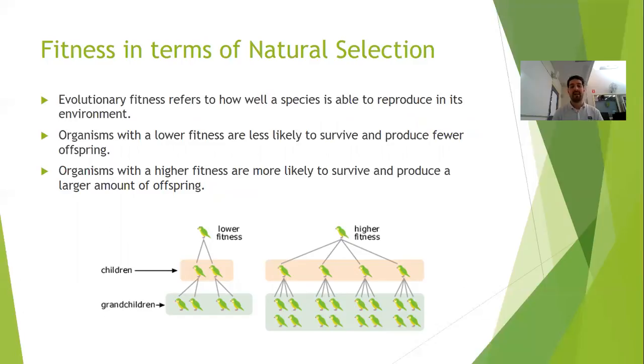And that then means that the alleles in the population are going to start to go towards the ones with a higher fitness compared to ones that are lower.